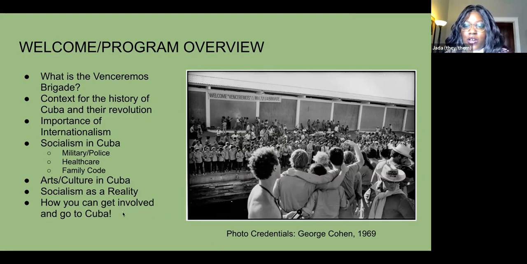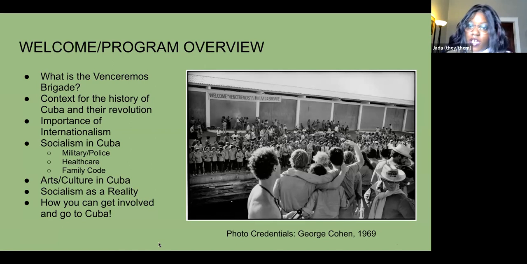So I'll start with a quick program overview. We'll be talking a little bit about what is the Venceremos Brigade? What are our goals? Why does this matter? And then we'll move into some context for the history of Cuba and the revolution, and moving that into the importance of internationalism and our partners that we work with in Cuba. And then going into the different socialist characteristics that we saw in Cuba as related to military and policing, healthcare, and the much awaited family code that people all over the world have been super excited for.